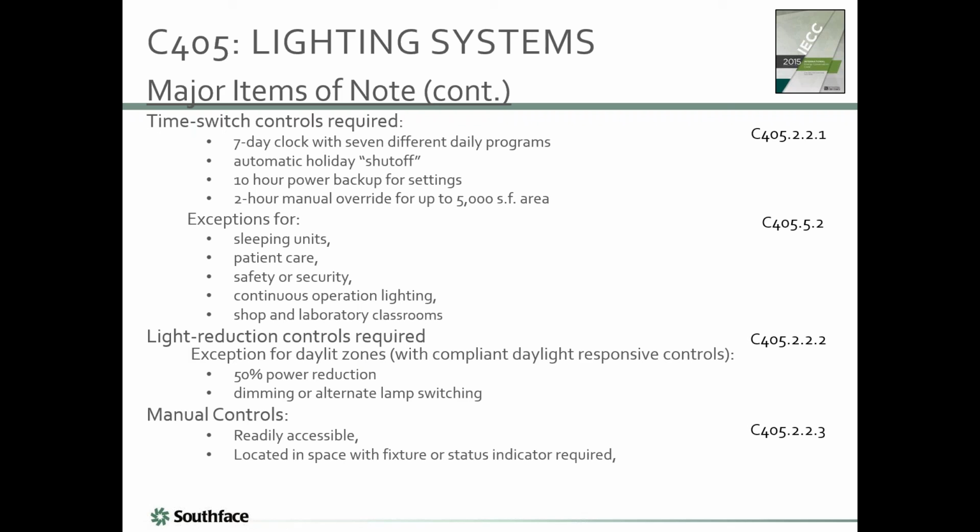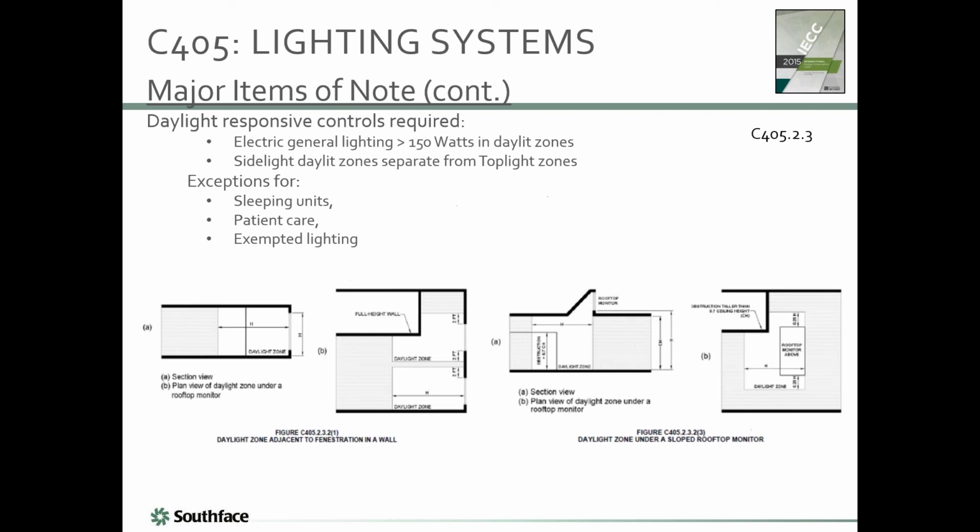They would like you generally to have the control be located in the space. And if it's not in the space, both codes give you an exception, like if it's a big box retail store, you don't want the light switches in the lobby. So you're going to put those in the back of the building, but they have to have some sort of status indicator that the lights are on in the main part of the retail store.